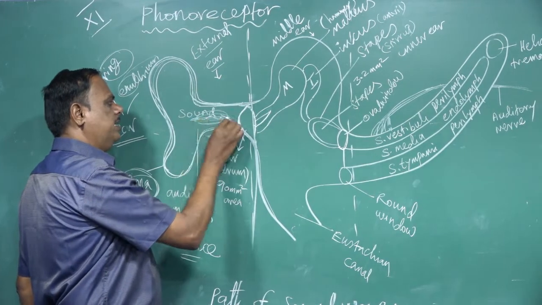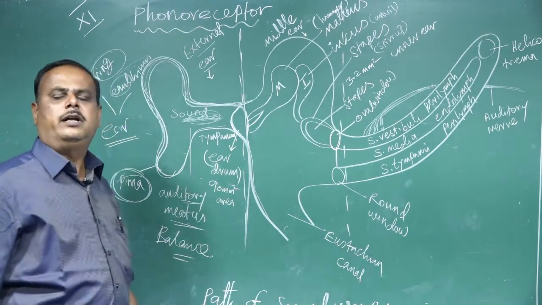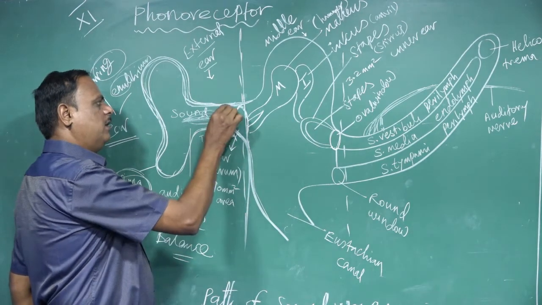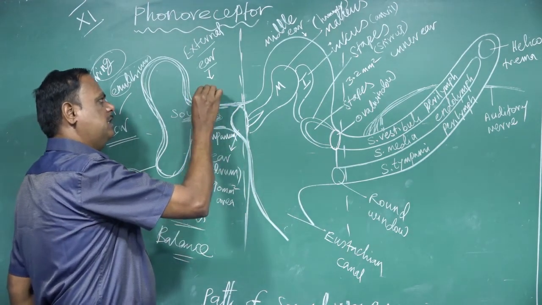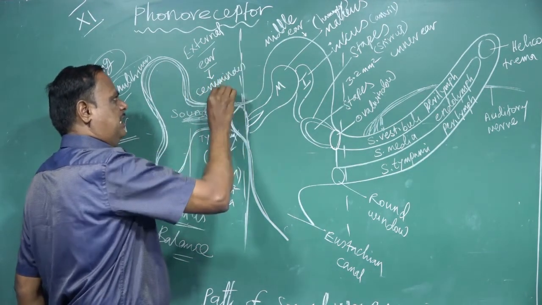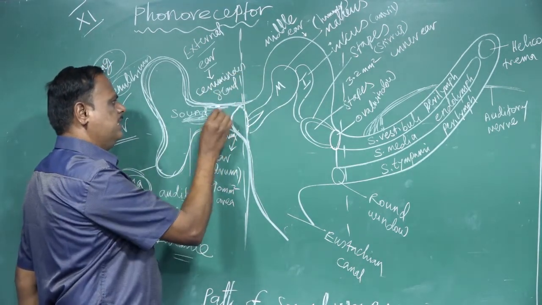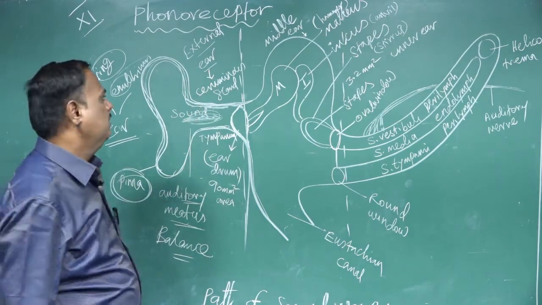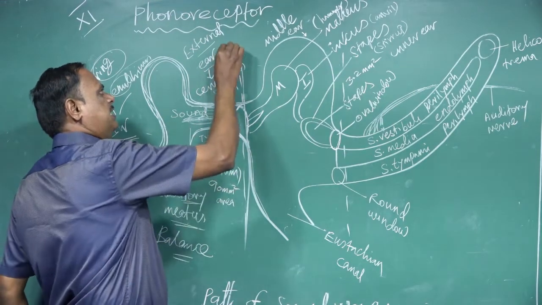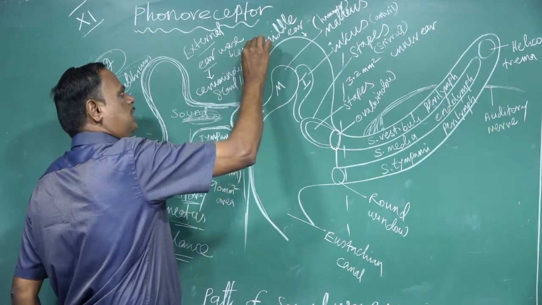It is called the auditory canal, and also the auditory meatus. In the inner lining of the wall of this auditory canal, glands are present, called ceruminous glands. The ceruminous glands secrete a wax-like substance that is called cerumen.